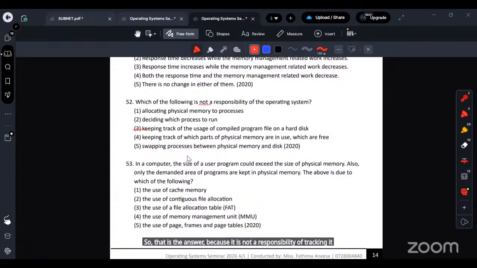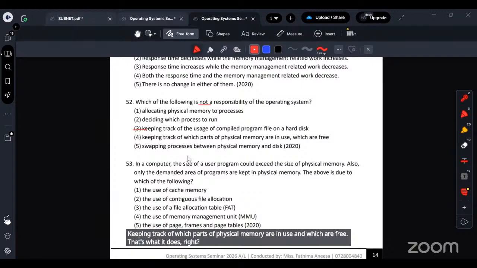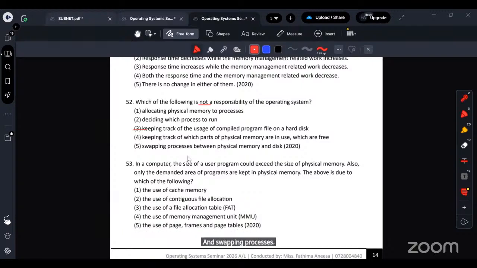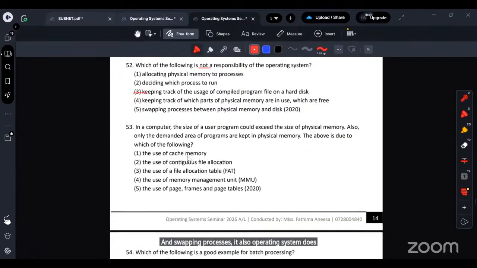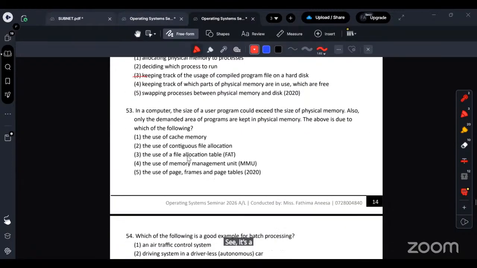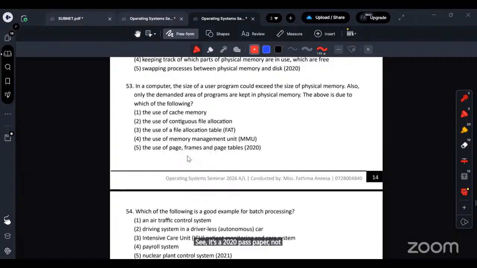Keeping track of which parts of physical memory are in use and which are free. That's what it does, right? And swapping processes, the operating system also does. See, it's a 2020 past paper. Not that hard, right?